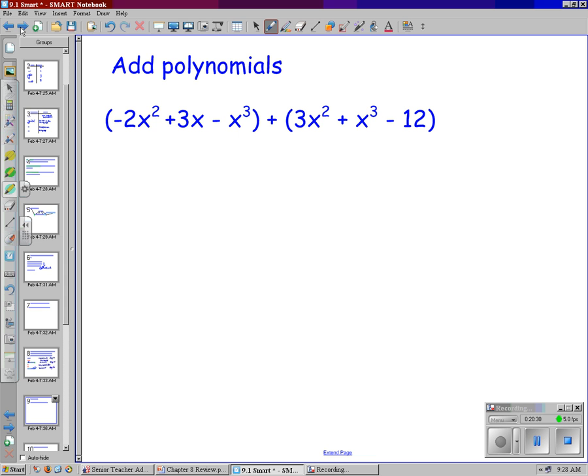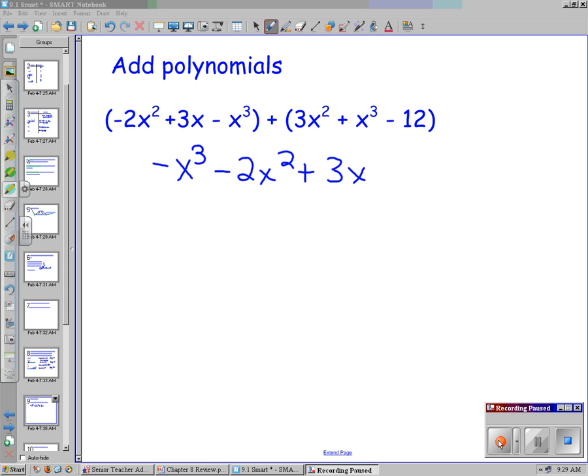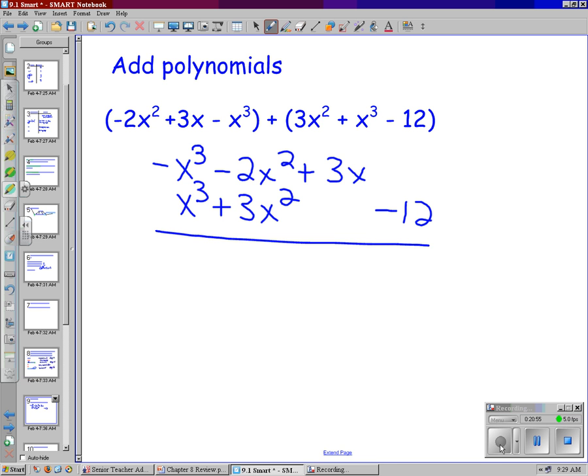I'm going to pause for a second to write so it looks better. When you write the second one, you need to put the terms underneath each other so that you got squares underneath each other's and cubes underneath each other's. Notice I have that minus 12 sitting out by itself and 3x is sitting by itself because I don't have any other x terms. I don't have any other constants. And then we can add them up.